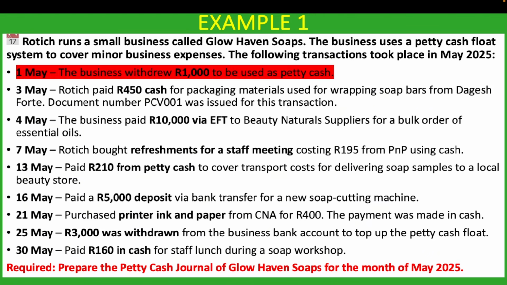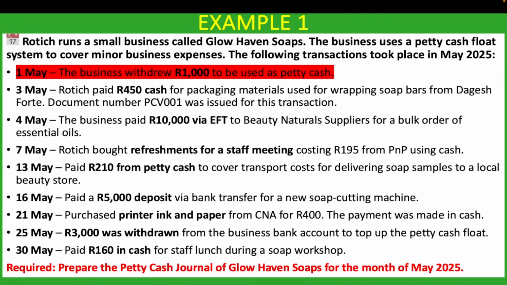And then the 3rd of May, Rotich paid 450 Rand cash for packaging materials used for wrapping soap bars from Dagesh Forte. Document number PCV001 was used for this transaction. And so here we definitely have an amount that is used from the petty cash. And you can see here we are given the document number PCV001. The word PCV there is usually used for petty cash, and it would stand for petty cash voucher 001.